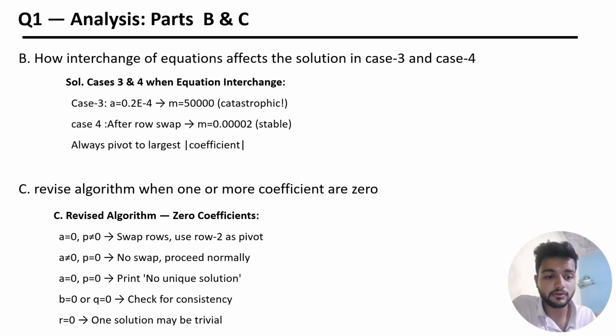So we'll revise the algorithm: when a is equal to 0 but p is not 0, swap rows. When a is not equal to 0 but p is 0, no swap, proceed normally. If a is equal to 0 and p is equal to 0, print no unique solution. If b or q is equal to 0, then check for consistency. If r is equal to 0, then one solution may be trivial.